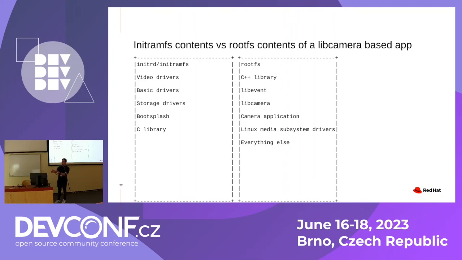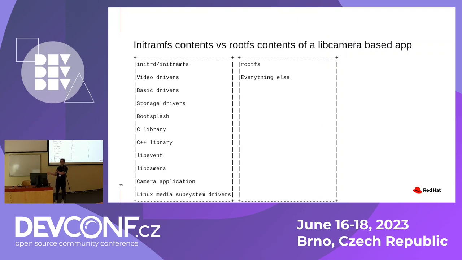So this is how you'd normally install a camera application on a Linux system. The initramfs normally initially loads all of these things, and the camera application is typically stored in the rootfs somewhere else. That's what you should do if you don't have the requirement to start things really quickly.